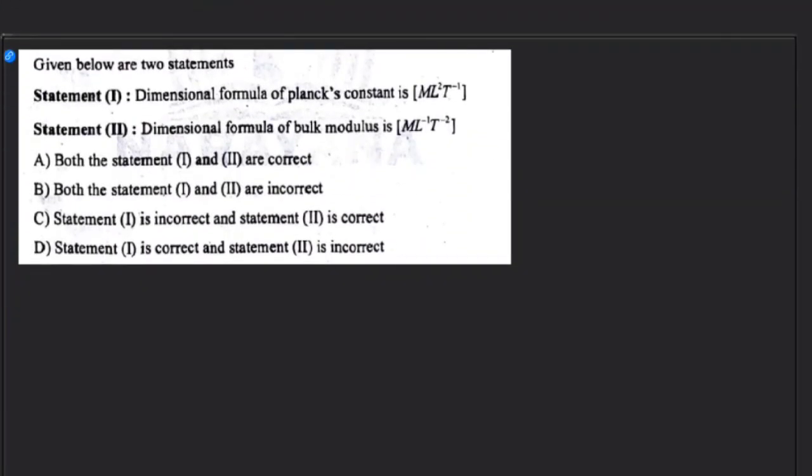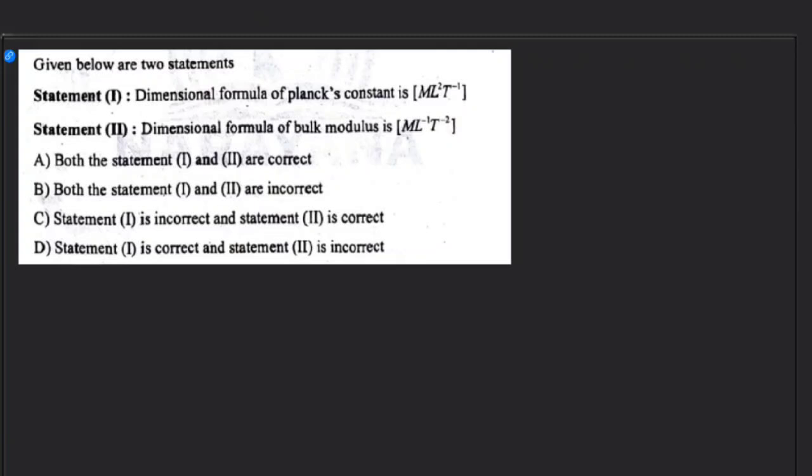Next one, again an easy one. Given below are two statements. Statement 1: the dimension formula of Planck constant is ML²T⁻¹. Statement 2: the dimension formula of bulk modulus is ML⁻¹T⁻². We have to check these formulas.